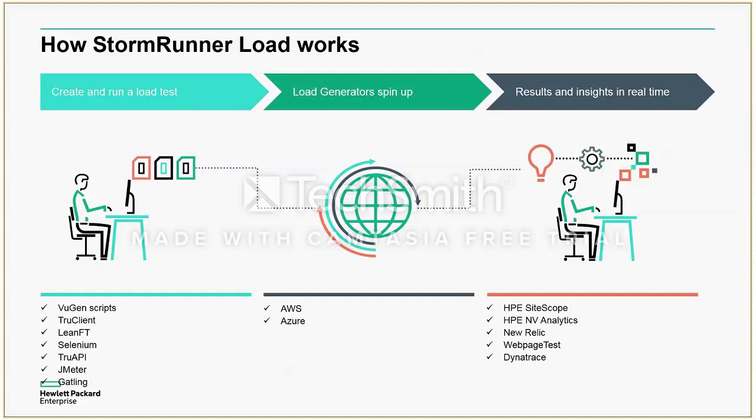And then a few other open source ones such as TrueAPI, JMeter, and Gatling can be consumed in StormRunner Load and used as a performance test. And then for load generators, we spin up and use AWS and Azure. That's how we quickly spin up load generators from around the world, which we'll see during the demo today, with all the different locations you can choose.